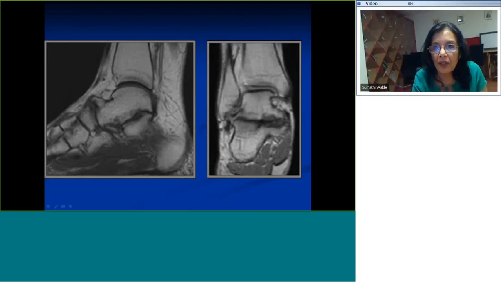Here is an example of non-osseous coalition. It's hard to distinguish between fibrous and cartilaginous coalition, so typically I describe this as a non-osseous coalition. Talar beaking is also supposed to be one of the clues to look for tarsal coalition, although it may not pan out most of the time.